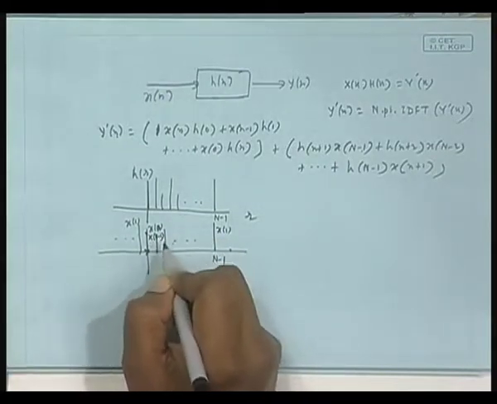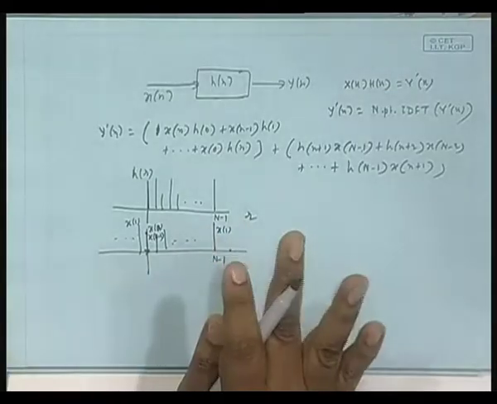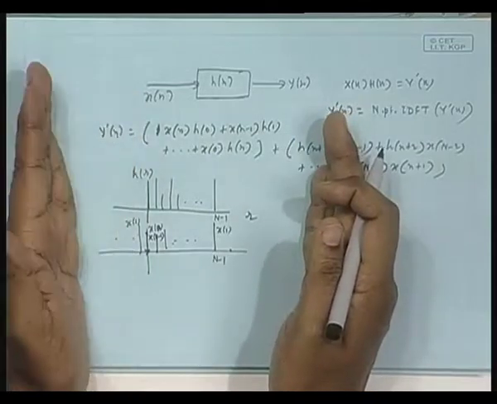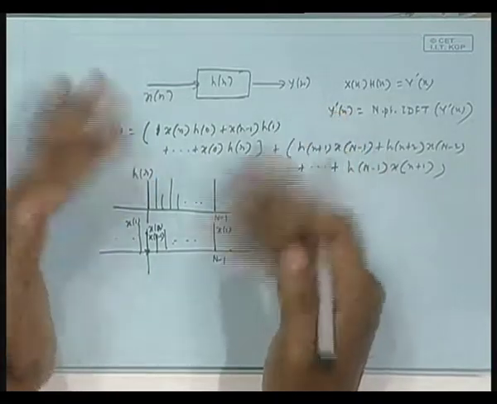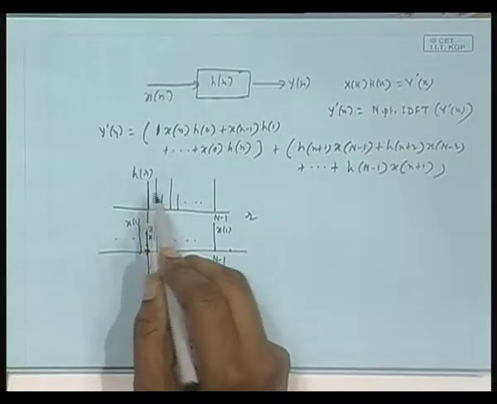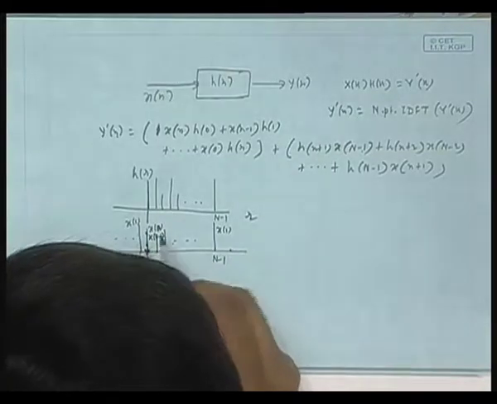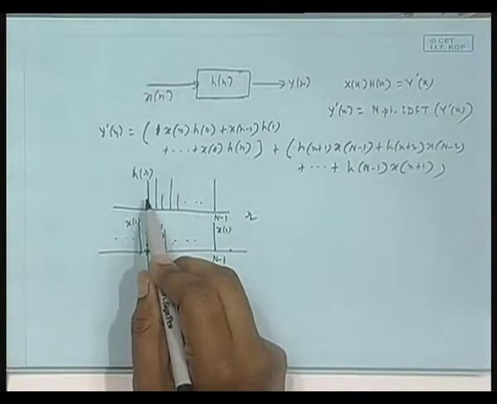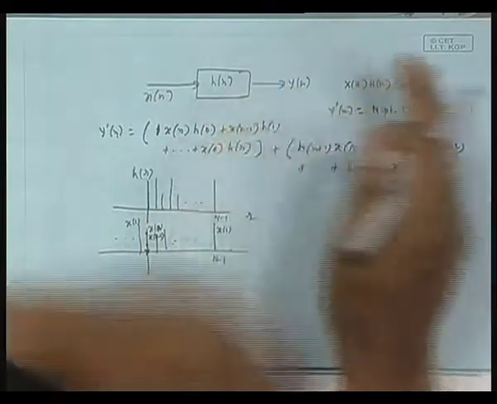I am sorry it cannot be bigger here. 0 shift, and now I throw away any component to the right of capital N minus 1 and to the left of this, and just multiply. Obviously, you have one term x naught into h 0, x naught into h 0, this term.